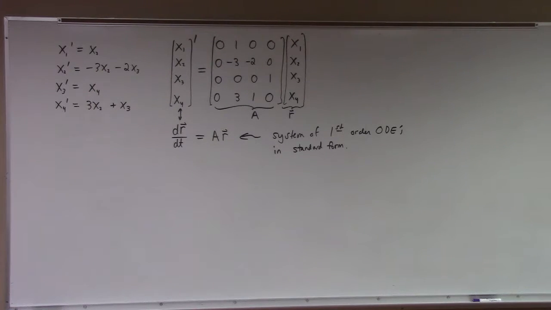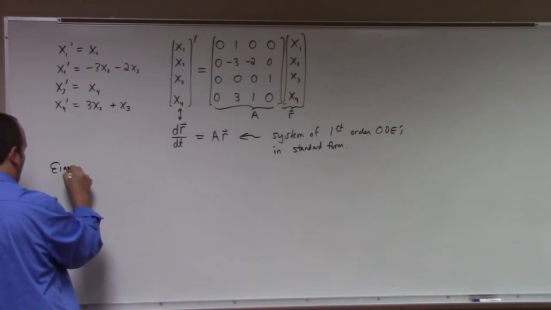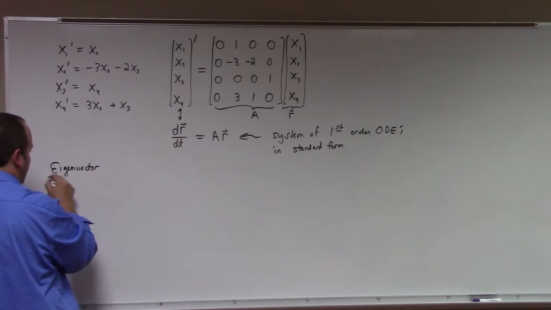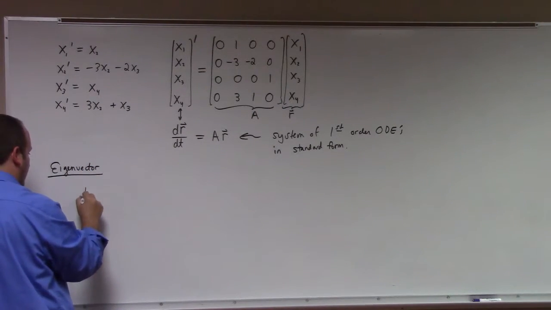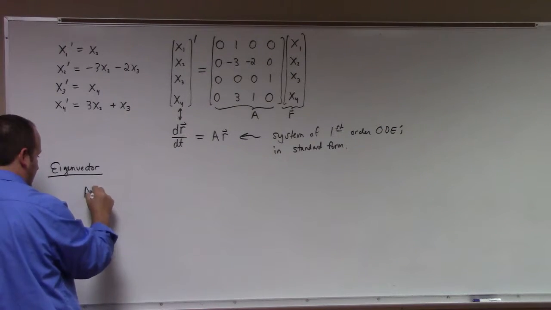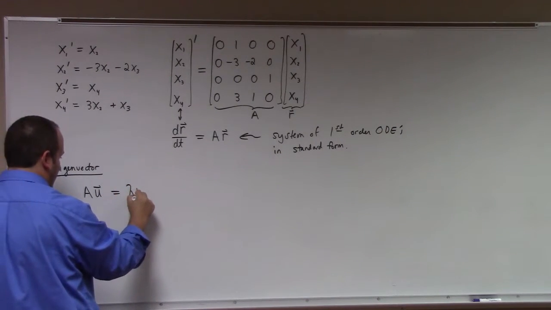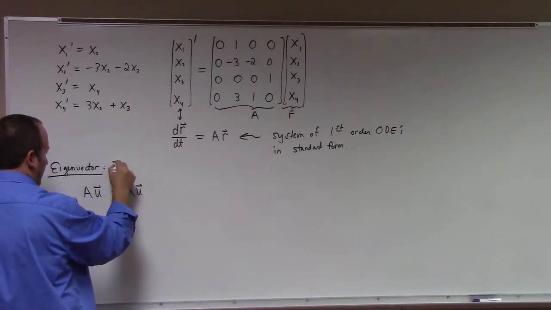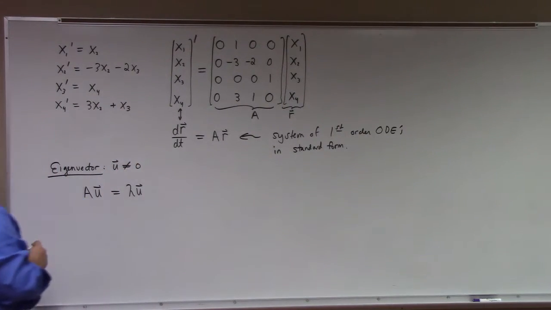In particular, what we need is the idea of an eigenvector. What's an eigenvector? So here it is. If we have a matrix times a vector, which is non-zero, and it's equal to lambda times u again. So it's a non-zero vector which has this peculiar property that when you multiply a matrix by the vector, you get back the vector times some scalar multiple. This is an eigenvector for A.